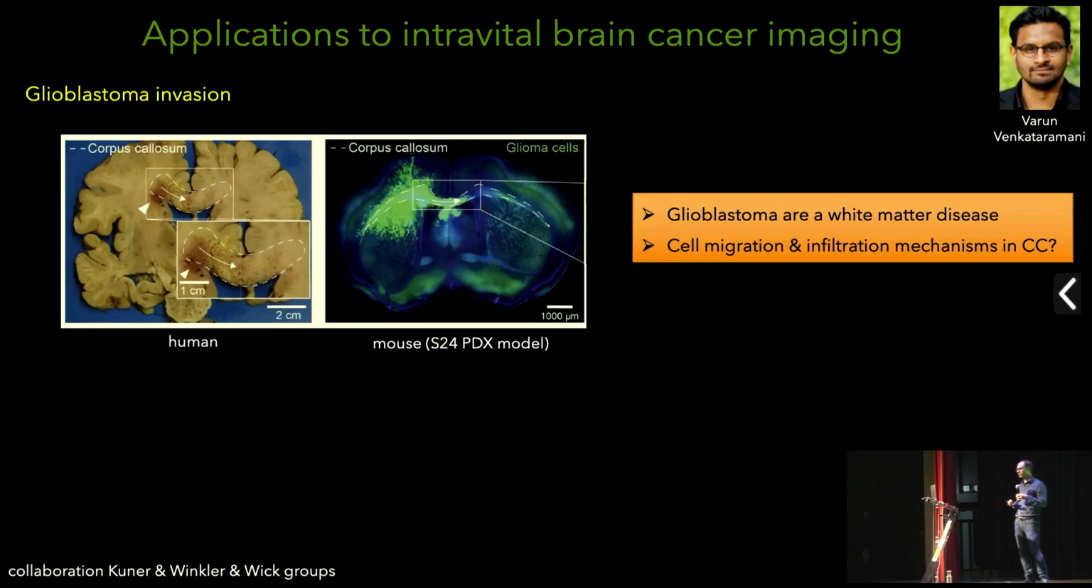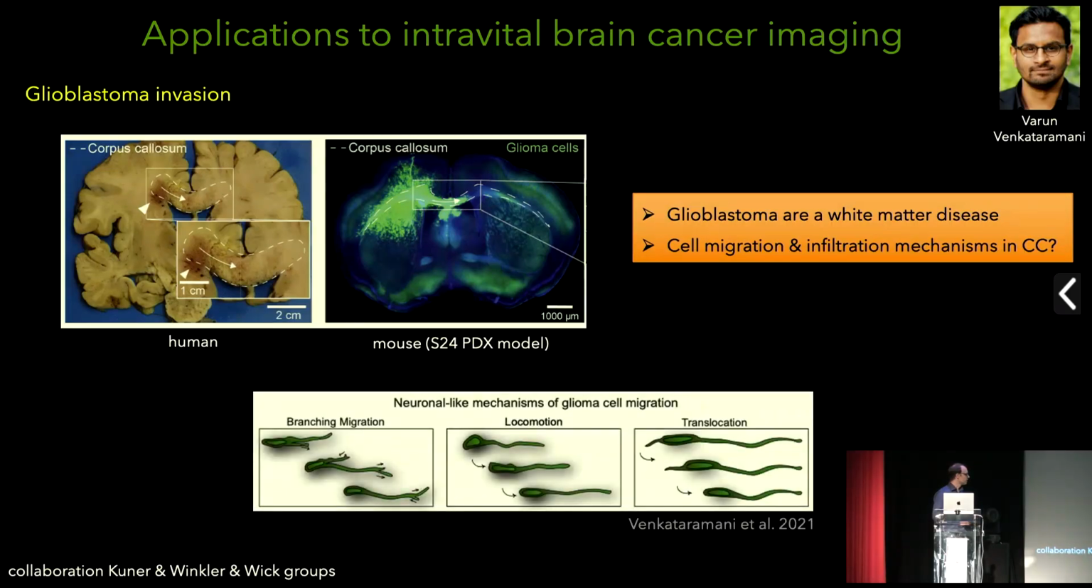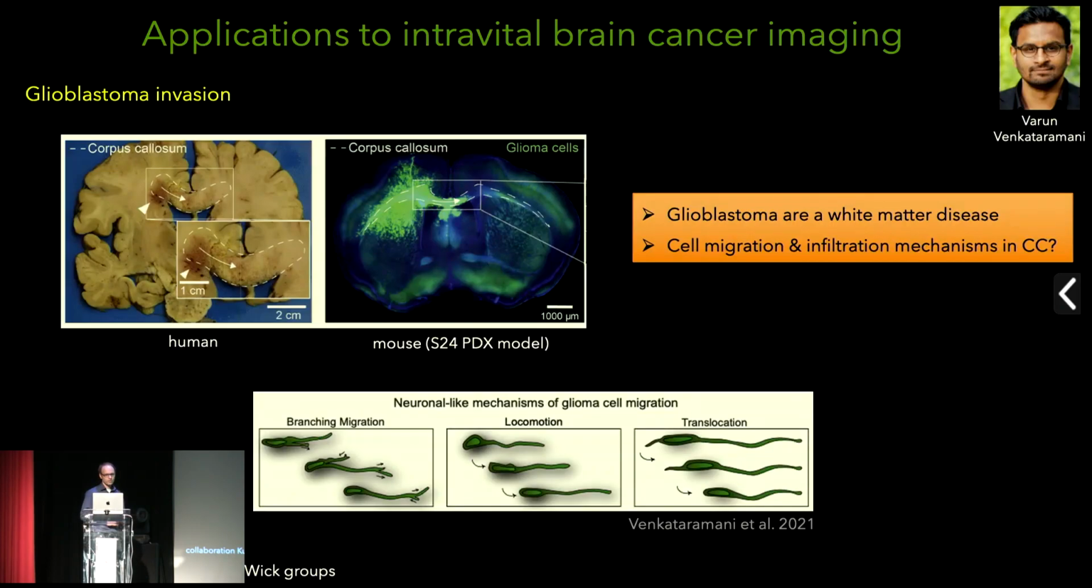But again, the problem was that so far, many people in the field were using two-photon microscopy to study only the cortical regions of these brain tumors. So it was not possible to study the cell migration and infiltration mechanisms in the more pathophysiologically important corpus callosum or white matter brain regions. And so here we wanted to use our microscope to look at the different cell migration patterns that these cells display.